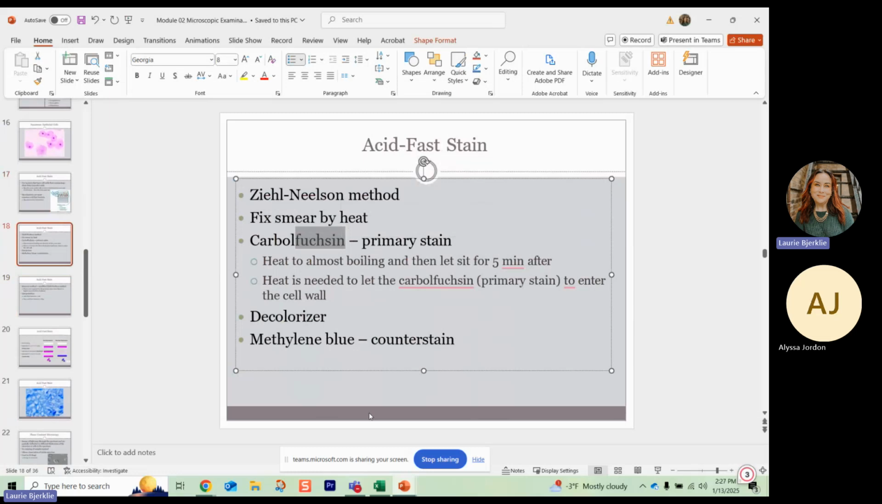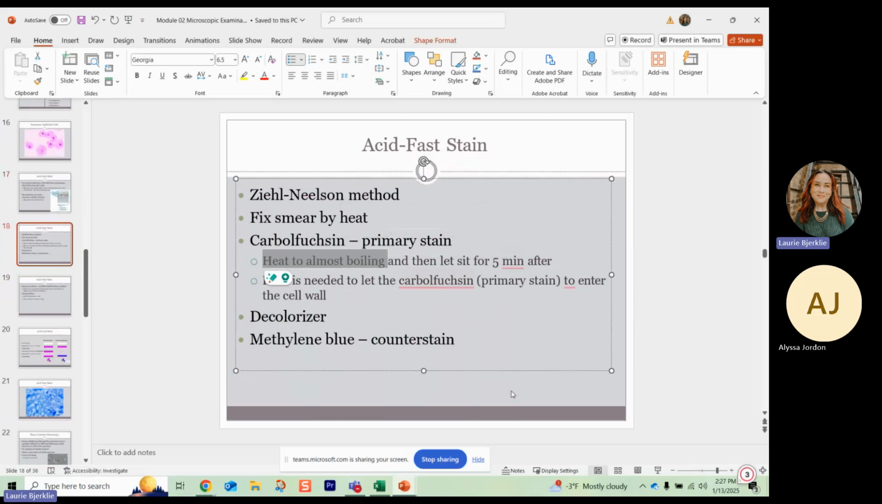That's what helps me remember that color. So the primary stain here is called carbofuchsin. Now in the Ziehl-Neelsen method, once you flood the slide with carbofuchsin, then you're going to heat it to boiling and let it sit for 5 minutes afterwards. And the idea is that it really just embeds that carbofuchsin into the cell wall.